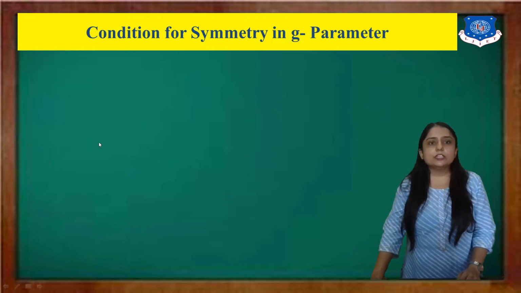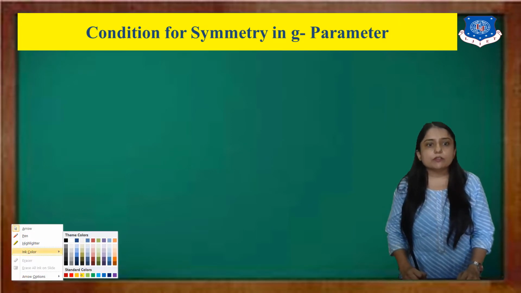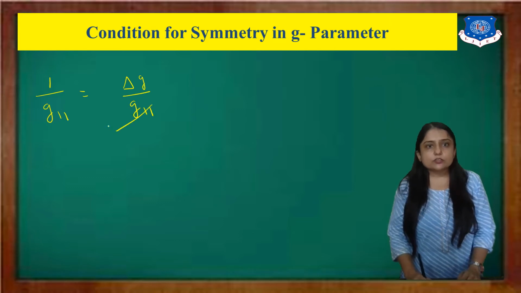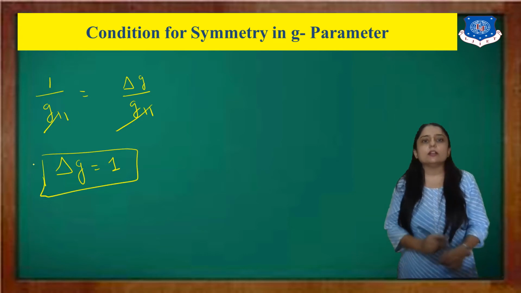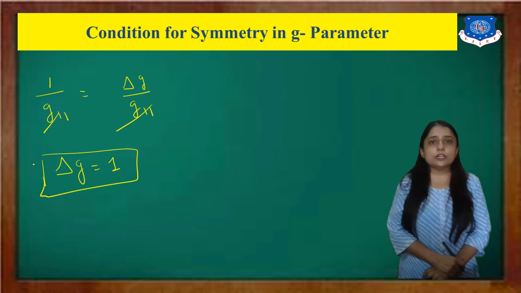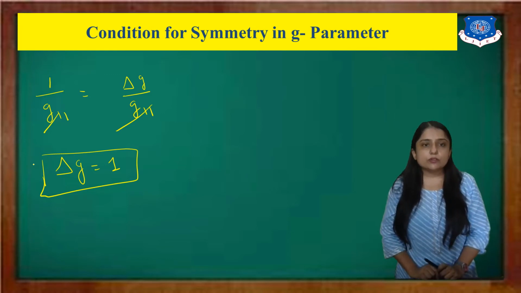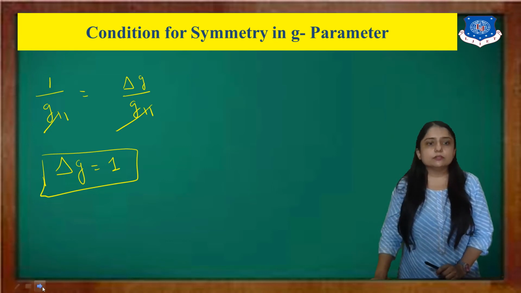Now here, the condition for the symmetrical network becomes 1 upon G11 equals delta G upon G11. So this is cancelled, and this becomes delta G equals 1. So the condition for the reciprocal network is G12 equals minus G21, and the condition for the symmetrical network becomes delta G equals 1. So I hope this is clear.